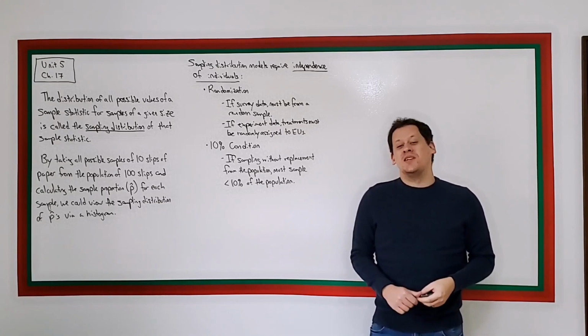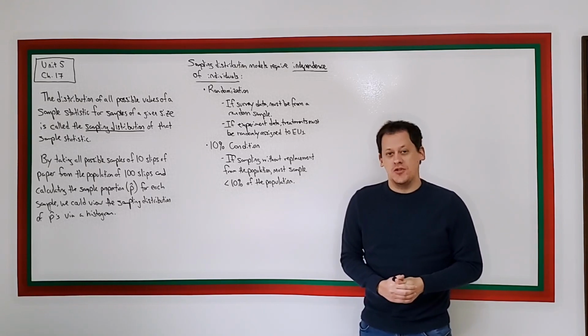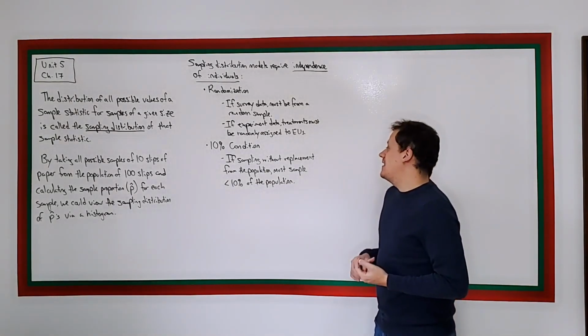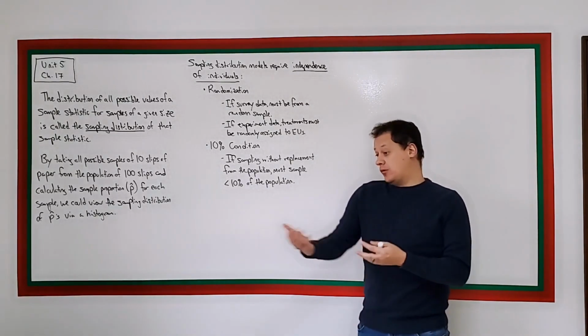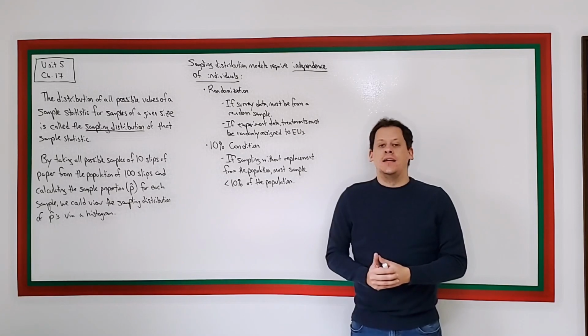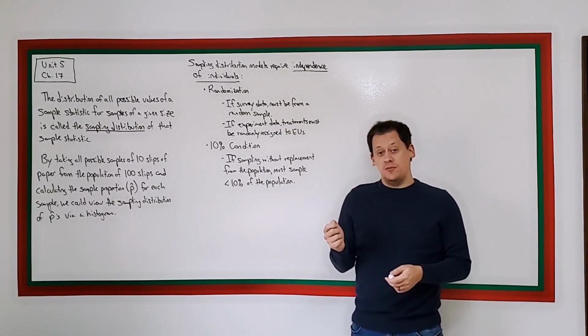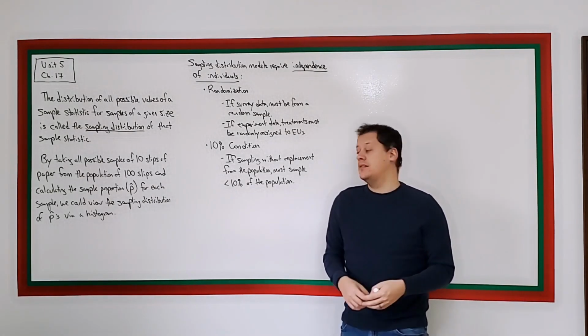The other condition that must be met for you to assume that individuals are independent for a sampling distribution is our friend the 10% condition. And this is only if you're sampling without replacement. So for example, for the slips of paper in the hat, if I had taken out a slip of paper, put it off to the side, and then taken another slip of paper, that's sampling without replacement. I didn't put the first one back in.